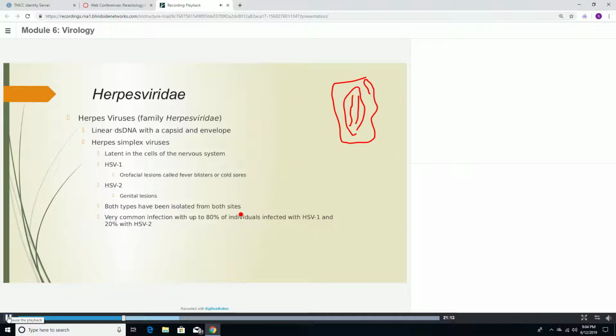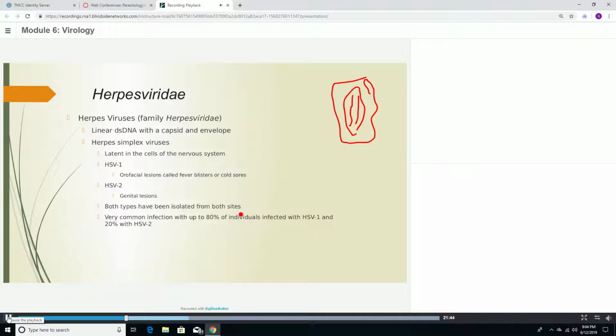So herpes simplex viruses are latent in cells of the nervous system. The most common ones that infect individuals are herpes simplex 1 and herpes simplex 2. What we mean by latent in cells of the nervous system is we could be infected with herpes virus, but we're not going to know that we have an infection right away, because there's a period of latency before it lets us know that we have an infection.